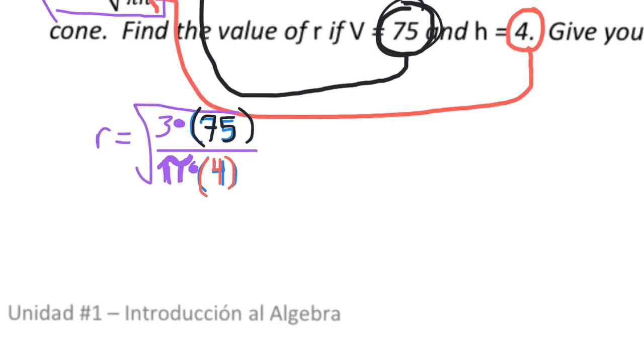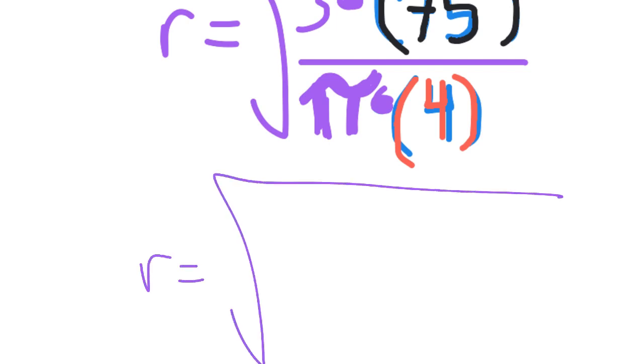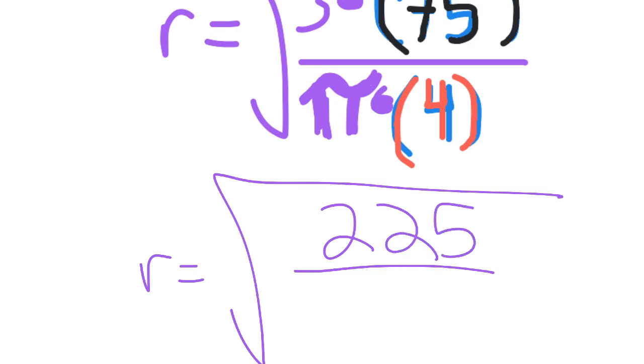So we're going to zoom in here. And we're going to write r equals square root. On the top we have 225. And then on the bottom we have pi times 4. Pi is a button in your calculator. So find the pi button, type it, and click multiplied by 4. Pi times 4. We get this big long number. It's important that you round only at the end.